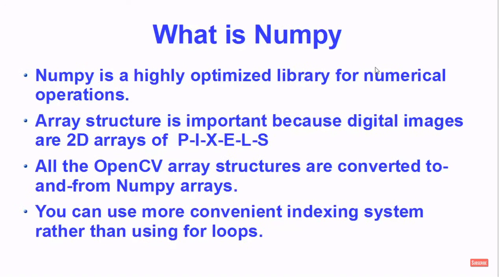Now what is NumPy? NumPy is a highly optimized library for numerical operations. For what? For numerical operations. Array structure is important: digital images are 2D arrays of pixels. All the OpenCV array structures are converted to and from NumPy. You can use a more convenient indexing system rather than using for loops.